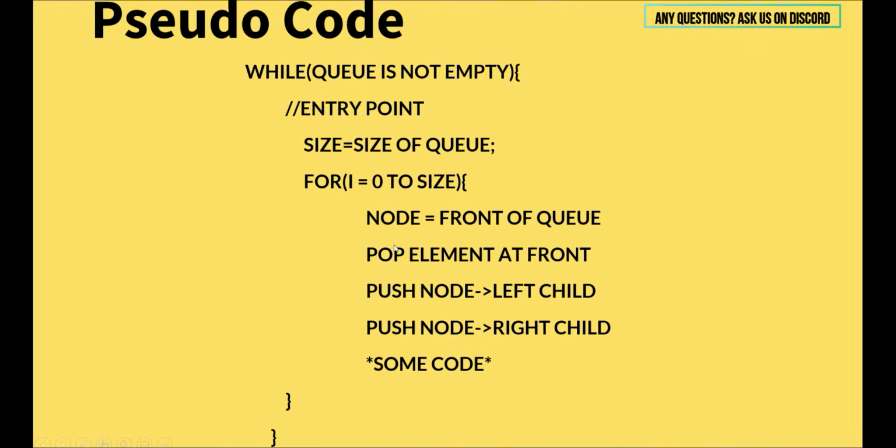Then we push the left child of the node and push the right child of the node if they're both not null. And then we can do whatever code or operations that we want over here. So this is the basic pseudocode of level order traversal. Let's look at a problem to understand it better.